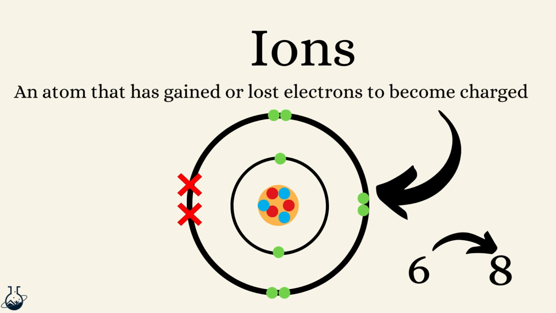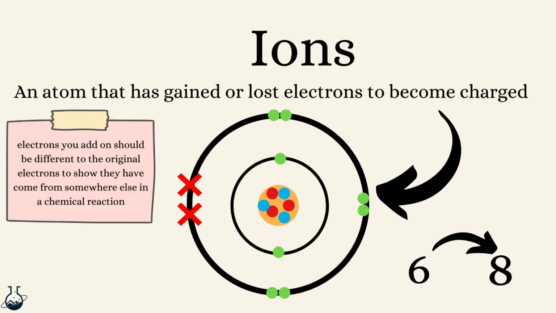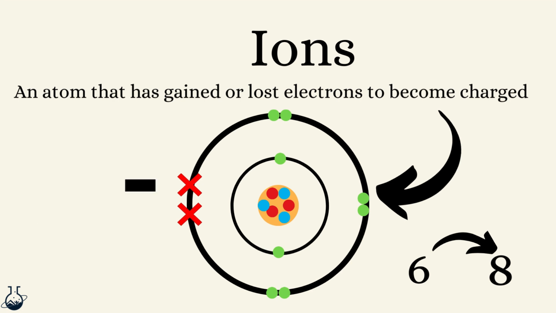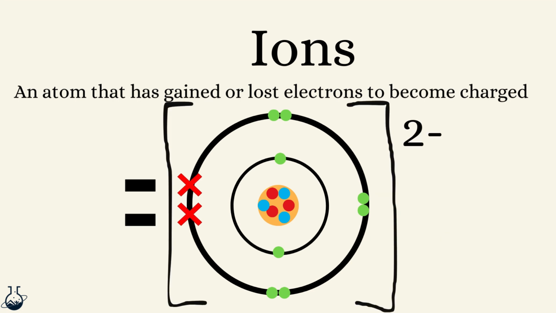Just a quick note to say that electrons you add should be different to the original electrons to show they have come from somewhere else in a chemical reaction. I would recommend using dots and crosses. Each electron is a negative charge. So by gaining 2 electrons, the ion will have a charge of -2. And finish off with brackets on your diagram.